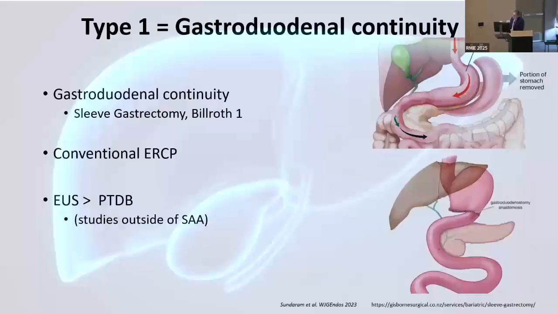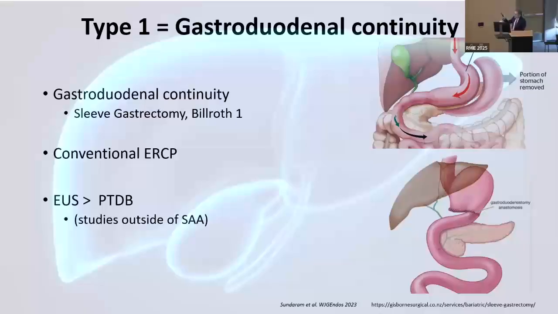And to do that, I'm going to try to make it quite simple. And again, Shadia Sundaram and his group very eloquently subdivided these into two types, type 1 and type 2, really depending on whether or not you have continuity of the gastroduodenal interface. So if you look at the top right-hand picture, a very common procedure, the sleeve gastrectomy.